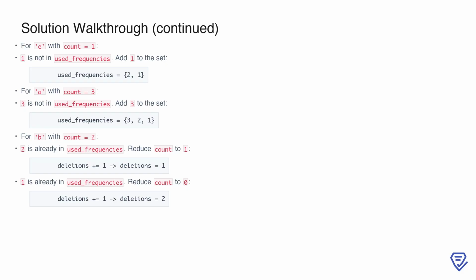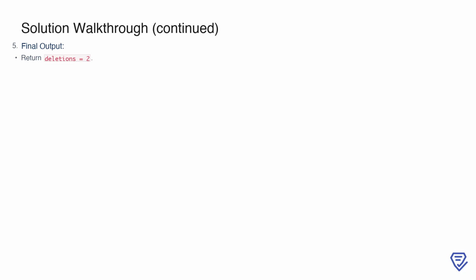We reduce the count of b to 1 and increment deletions by 1. However, 1 is also in used_frequencies, so we reduce the count of b to 0 and increment deletions by 1 again. At this point, all character frequencies are unique, and we've made 2 deletions in total. The final output for this example is deletions equals 2. This demonstrates how the algorithm ensures all frequencies are unique while minimizing the number of deletions required.